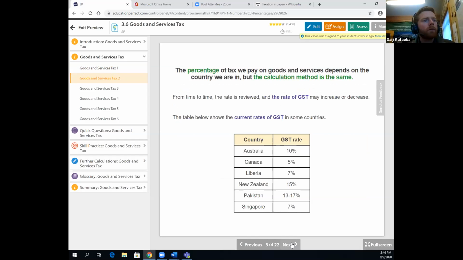And this gives you a few different countries. Australia's 10%, Canada 5%, Liberia 7%, New Zealand 15%, Pakistan 13 to 17%, and Singapore 7%. So you're saying Japan is 10%. Yeah. Okay.